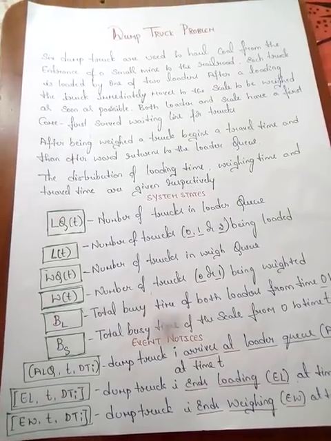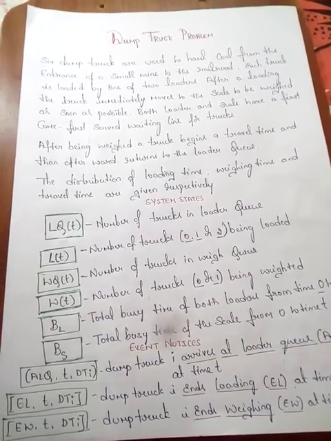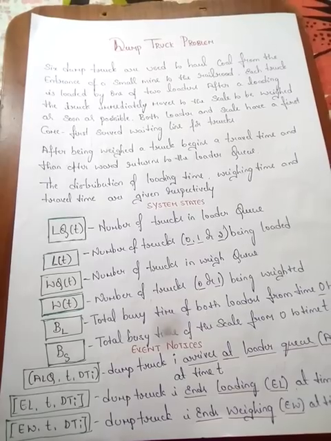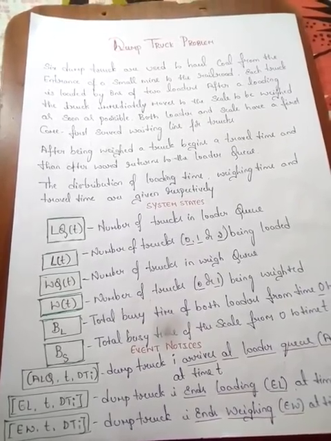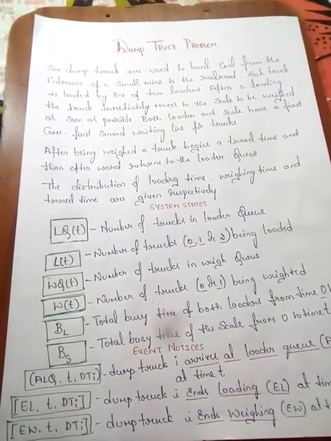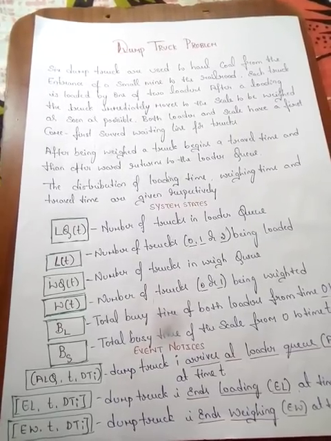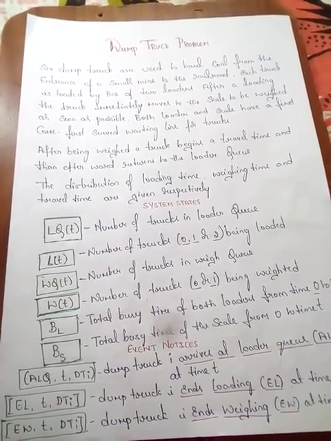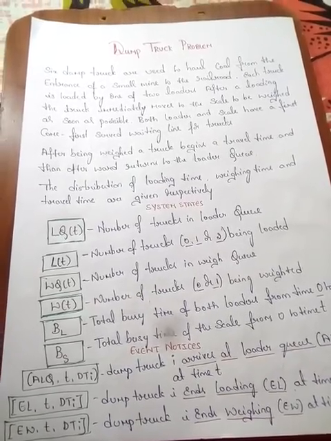Today, we'll learn how to solve a dump truck problem in system simulation modeling. Now, we have a dump truck problem which has 6 dump trucks used to haul coal from an entrance of a small mine to a rail load. Each truck is loaded one after the other, where both the loader and the scale have a first come first serve waiting line for trucks. After being weighed, a truck begins a travel time and then afterwards returns to the loader queue.